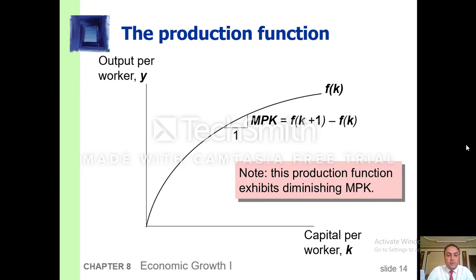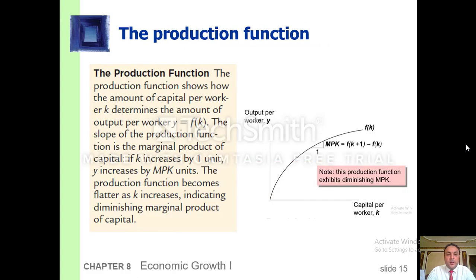in the vertical axis, the output per worker, y small, and the capital per worker, k small. This production function exhibits diminishing marginal product of capital, as the production function shows how the amount of capital per worker, k small, determines the amount of output per worker, y small. So y small is a function of k small, or the output per worker is a function of the capital per worker. So the slope of the production function is the marginal product of capital, MPK.